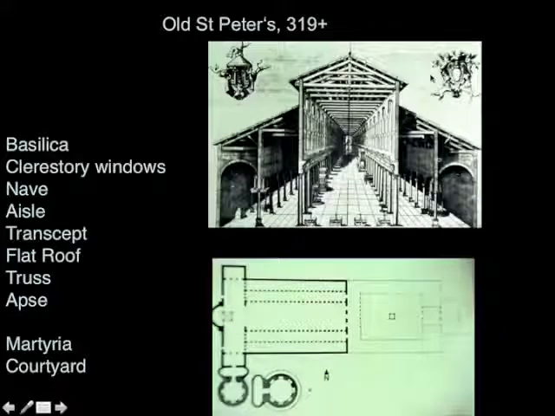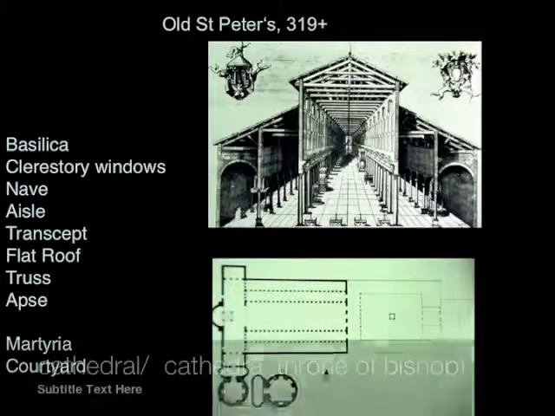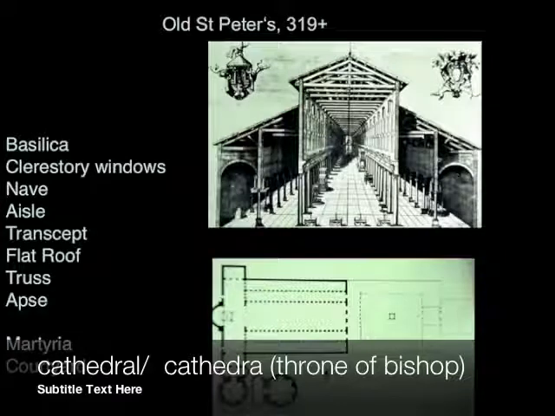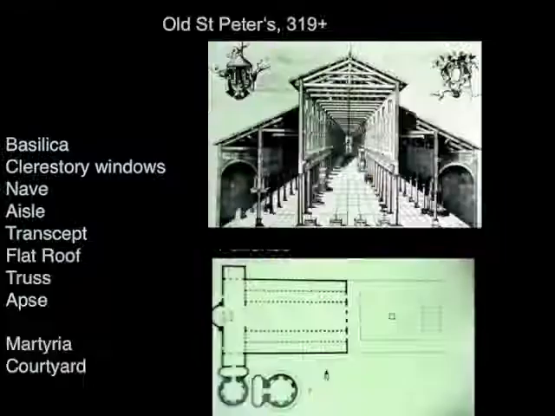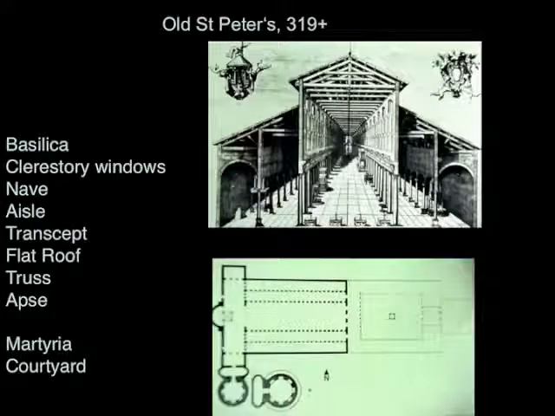Here's another early Christian church just a few years later than St. John Lateran, Old St. Peter's. By the way, I want to say that St. John Lateran became the Cathedral of Rome. And cathedral is not just a word for big church. Cathedral specifically means the place of the cathedra, and the cathedra means the throne of the bishop. So this is the seat of the Bishop of Rome, St. John Lateran. And that's not true of St. Peter's. This is where the vicar of the church, the Pope, has his seat.